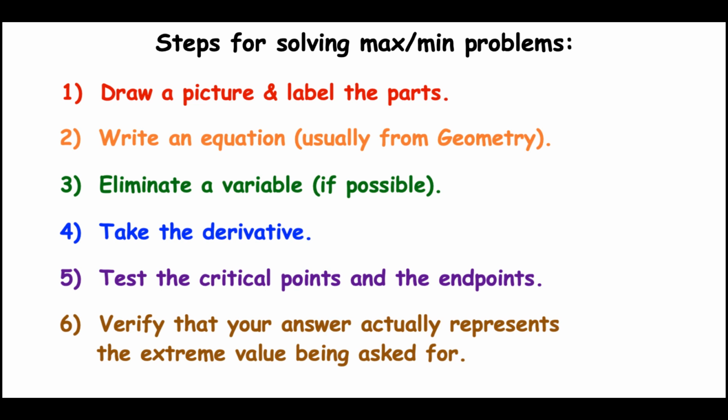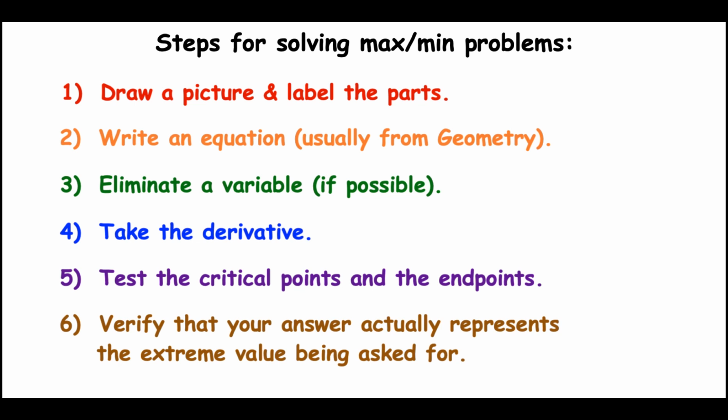Step 3, eliminate a variable, if possible. Sometimes it may not be possible, and that's totally fine. Finally, step 4, we take a derivative. That's what we do. That's the calculus step. And then we finish off by testing the critical points where the derivative is 0 or undefined. And we have to test the endpoints.